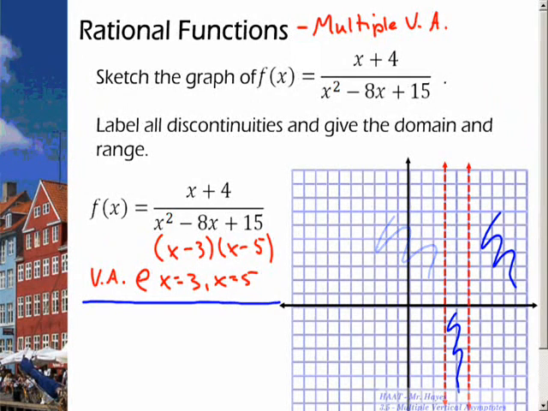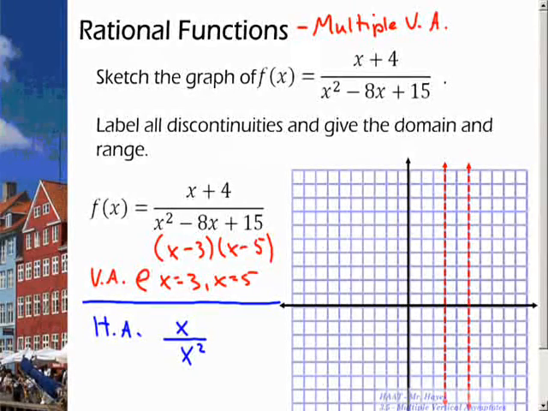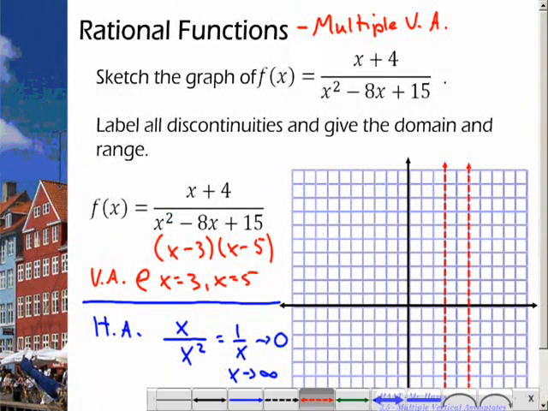To find out exactly where things fall, you need to find the horizontal asymptote, which again, remember, you take the term with the highest degree in the top, which is the x term, and the term with the highest degree on the bottom, which is x squared. That reduces down to 1 over x, which goes to 0 as x gets infinitely large or infinitely small. So we're going to have an asymptote here on the x-axis.